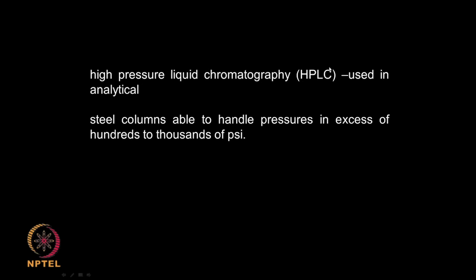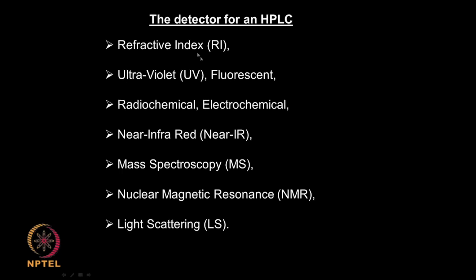You all know about HPLC, that is the high pressure liquid chromatography, high performance liquid chromatography. Generally they are used for analytical purposes, they are not generally used for separations in industrial scale, okay, because they are very small diameter. So, sample injection is very limited in this actually. So, what are the detectors? The HPLC detectors could be refractive index detector, ultraviolet, fluorescent detectors, radiochemical, electrochemical, near infrared, mass spectrometer, nuclear magnetic resonance, light scattering. So, large number of detectors can be used. We will not spend time on those because we have shortage of time.